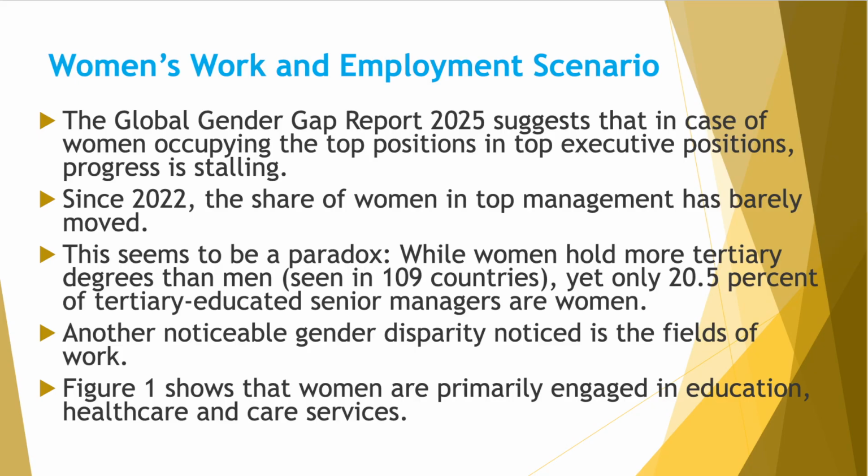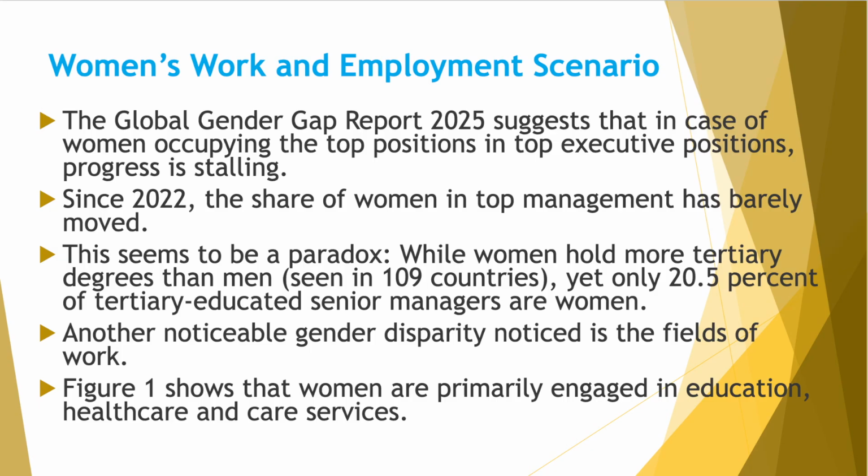Since 2022, the share of women in top management has barely moved. So this seems to be a paradox. While women hold more tertiary degrees than men, which we see in 190 countries, only 20.5% of tertiary educated senior managers are women. Another noticeable gender disparity is in the fields of work.